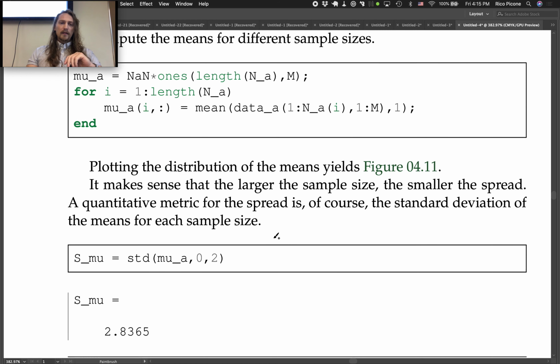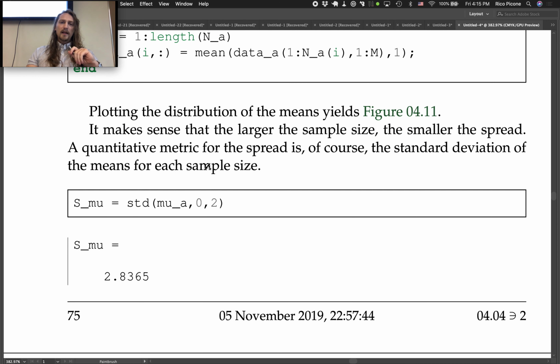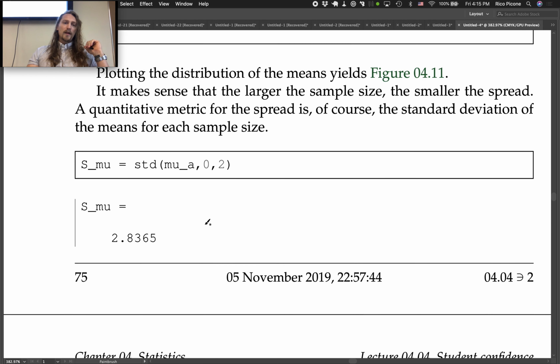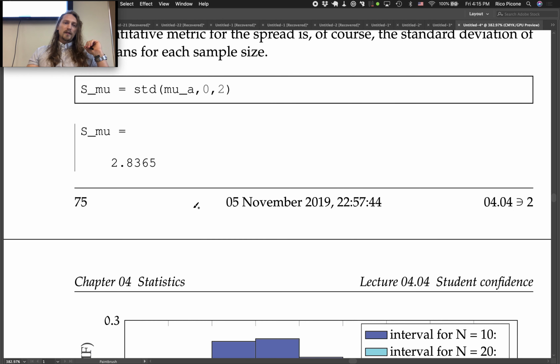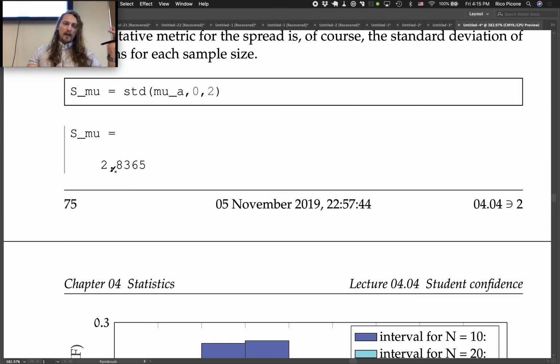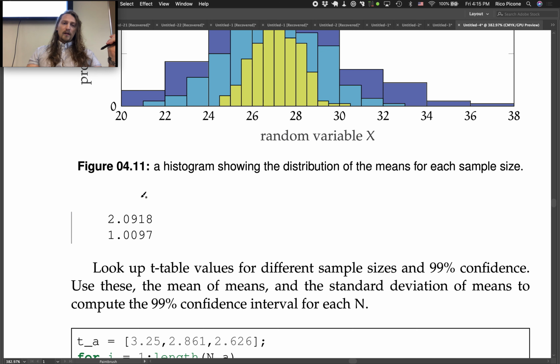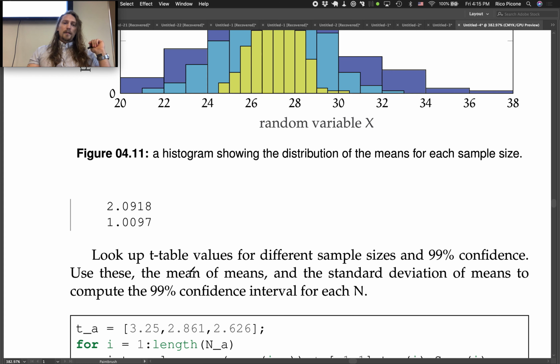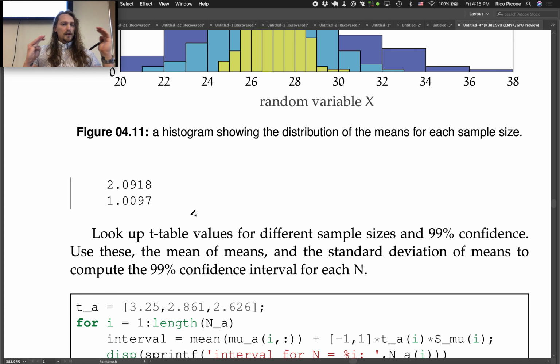Let's go back and see here. It makes sense that the larger the sample size, the smaller the spread. A quantitative metric for the spread is, of course, the standard deviation of the means for each sample size. So we compute that, standard deviation of the means. For n equals 10 it is 2.8. For n equals 20 it is 2.1. And for n equals 100 it is about 1. Okay.